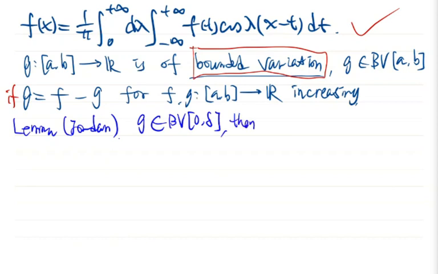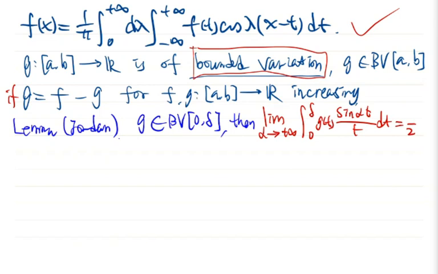the limit, as alpha goes to positive infinity, of the integral from 0 to delta of g(t) sine(alpha t) divided by t dt. This limit is the right limit of g at 0 multiplied by half of pi. This is the so-called Jordan lemma.